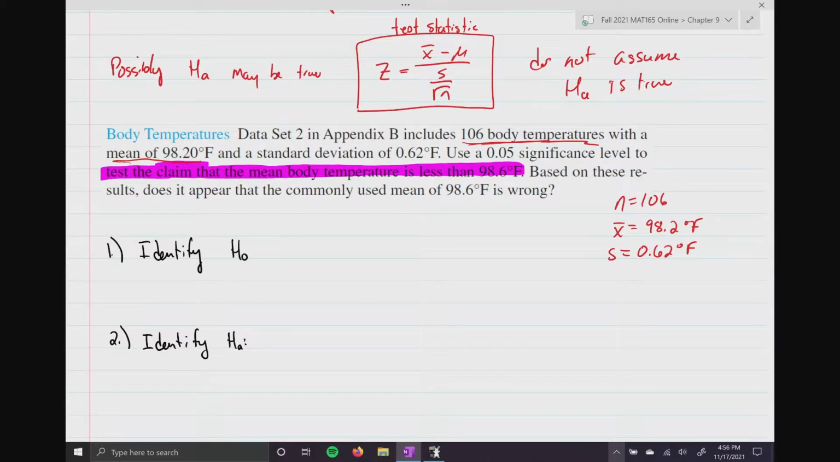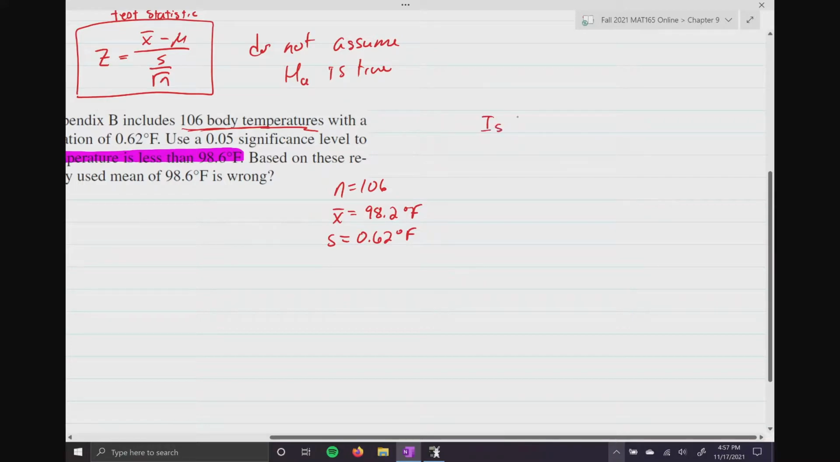So what we're going to do is test to determine: is the difference between 98.6, so I'm going to write that over here to the right, is the difference between 98.6 degrees Fahrenheit and 98.2 degrees Fahrenheit statistically significant?